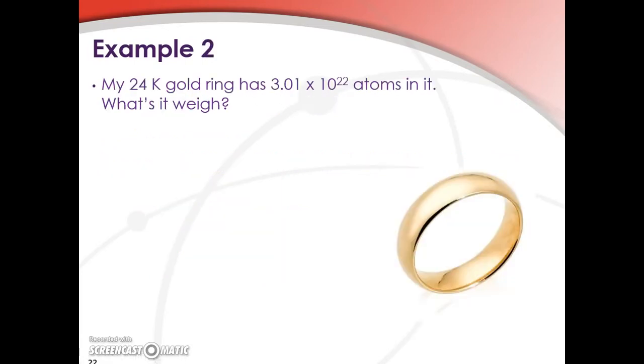Okay, another example. In the classroom, I'm going to take this up on the board. However, I'll try the document camera here to do this one in the video. So my 24 karat, and for those of you who are scholars, you'll know that 24 karat means pure gold. My pure gold ring has 3.01 times 10 to the 22 atoms in it. And the question is, what does it weigh?